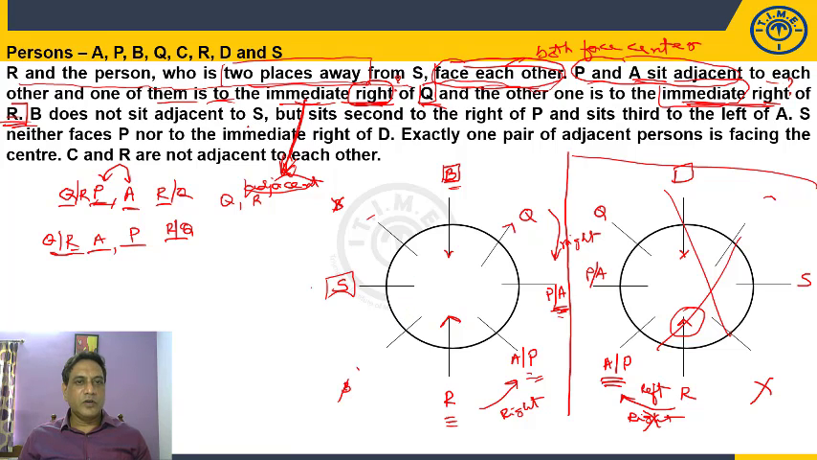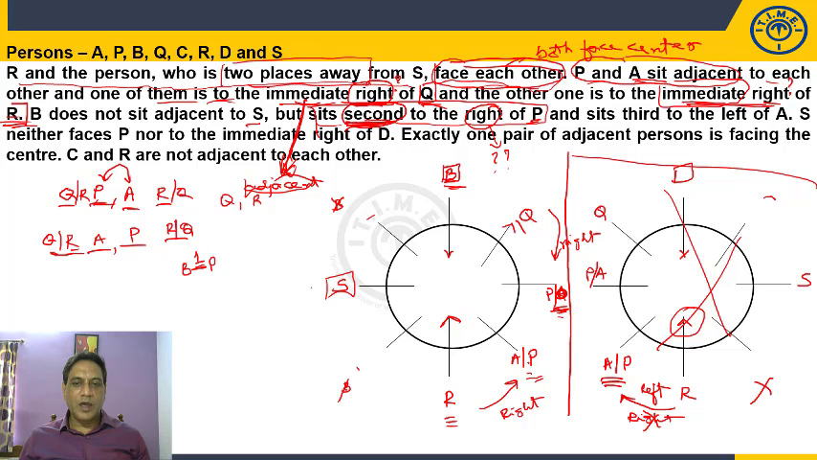B does not sit adjacent to S, but sits second to the right of P. What do we mean by second to the right? Second to the right means between B and P, there should be only one person. But what is the right of P? We are not sure without knowing the direction which P is facing. But one thing that we know is that there should be one person between B and P because it should be second. So with the help of this second, now we can say that P has to be here because between B and P there should be only one person.